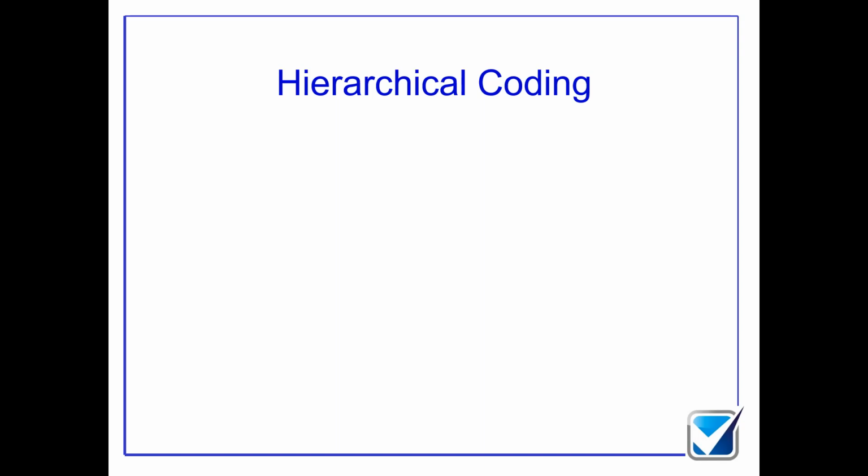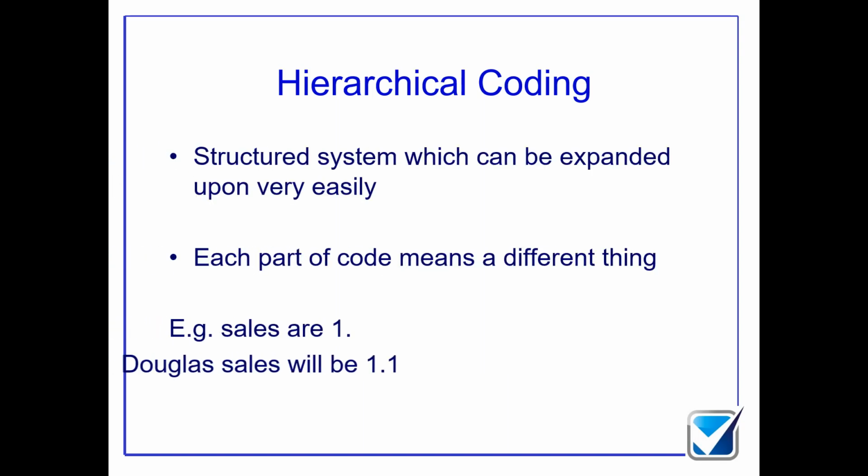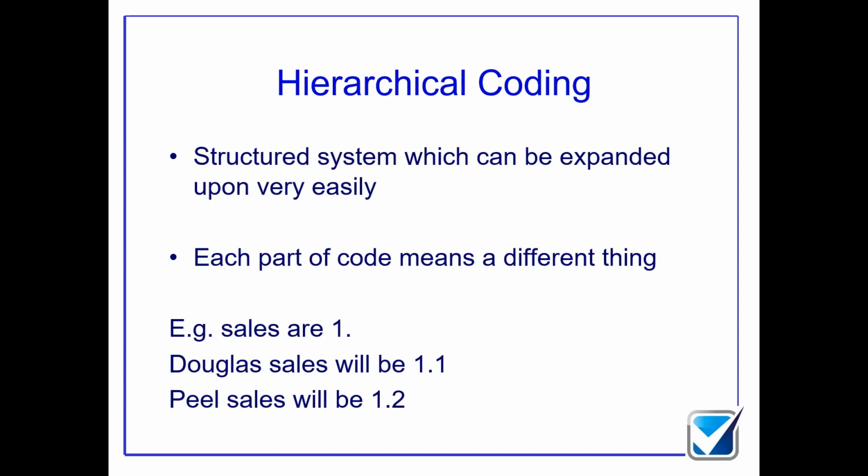An additional example of coding is our hierarchical coding. And hierarchical coding looks at a structured system which is similar to a generic system, however, it builds upon itself. So instead of saying that Douglas is code 11 and Peel is code 12, what we say is sales are code 1. Douglas sales are 1.1. Peel sales are 1.2. So there is a huge amount of information still contained within that.